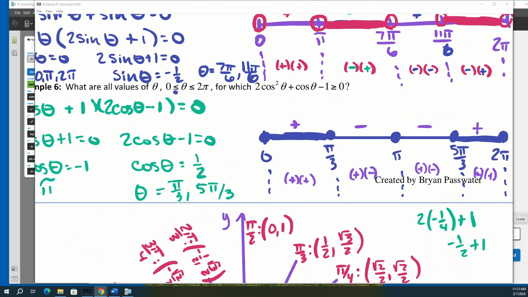So obviously, 0 less than or equal to theta less than or equal to pi over 3. Or, do you see something else that's dark and colored that's not your other region? Pi. Pi is a solution just by itself. Because if I put that in for my theta, I get 0, and 0 is greater than or equal to 0. So that's a little tricky there. And then I'm going to go from 5 pi over 3 to 2 pi.